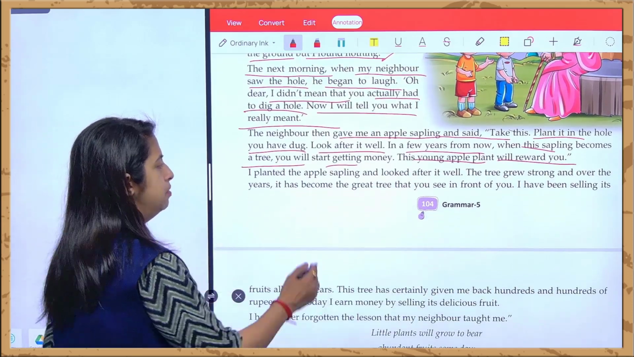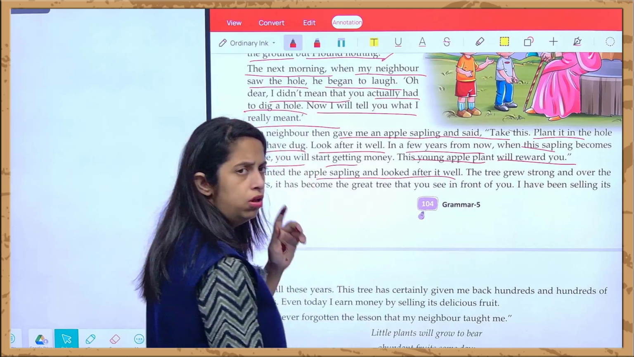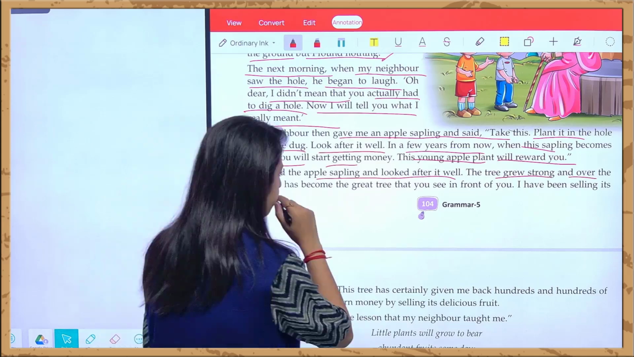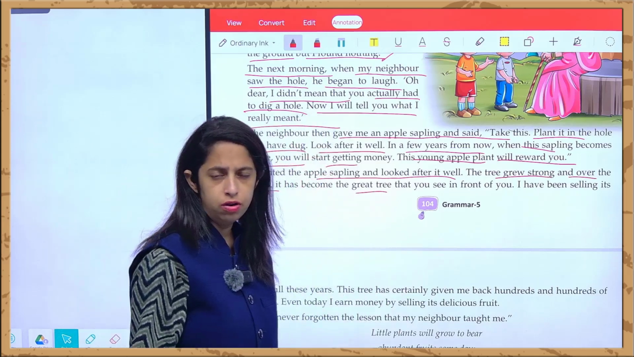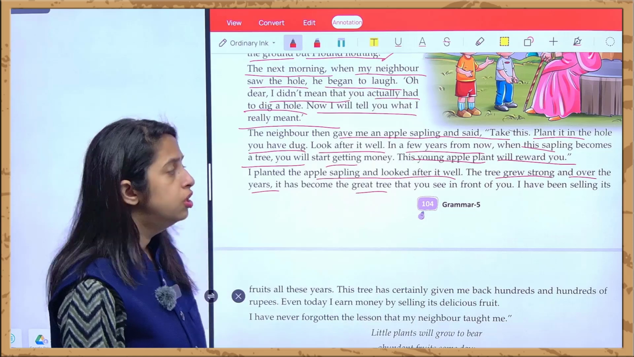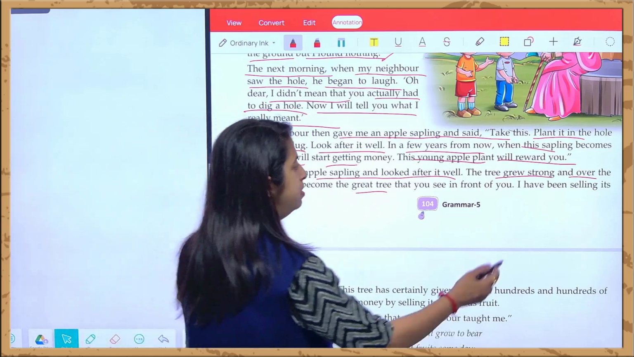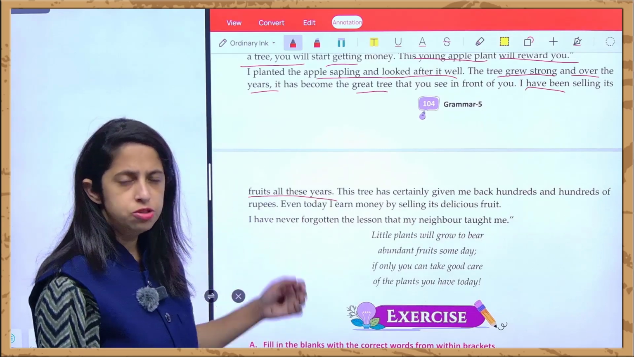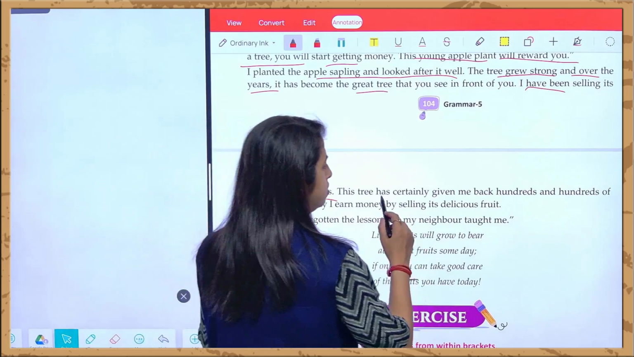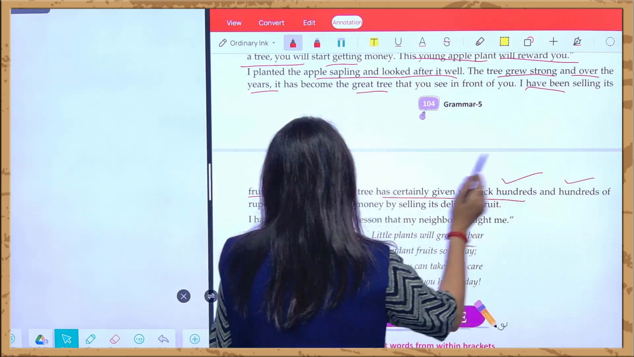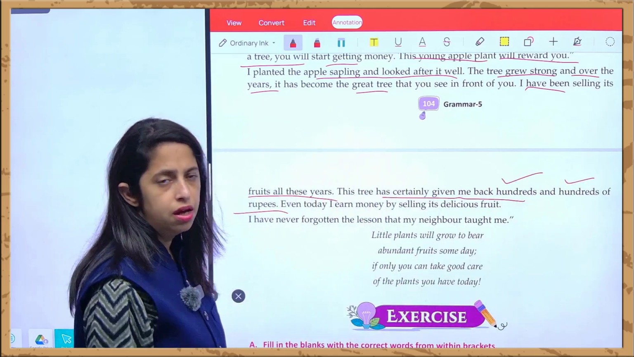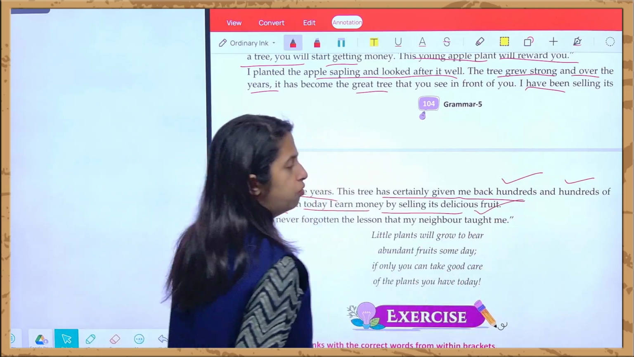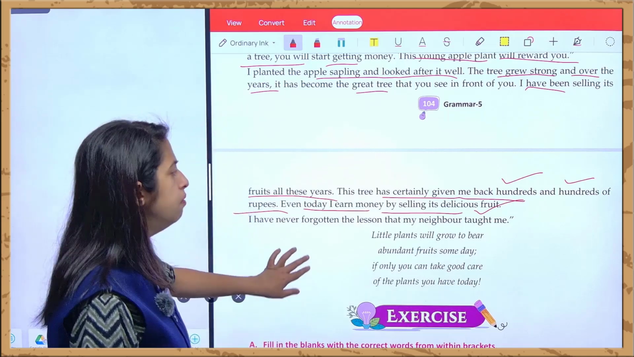Now I planted the apple sapling and looked after it well. और मैंने उसकी बहुत देखभाल करी, और ट्री दिनों दिन बहुत ही बड़ा होता गया. And over years it has become the great tree that you are seeing in front of you. बहुत बड़ा पेड़ बन चुका है जो आज आप देख रहे हैं. I have been selling its fruits all these years. और मैं इतने सालों से इसके फल बेच बेच के पैसा कमा रही हूँ. This tree has certainly given me back hundreds and hundreds of rupees. मैंने बहुत पैसे कमाए हैं हजारों में. Even today I earn money by selling this delicious fruit. और आज भी मैं ये delicious fruit बेच बेच कर पैसा कमा रही हूँ.